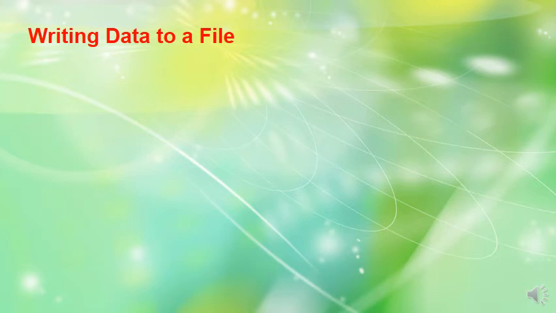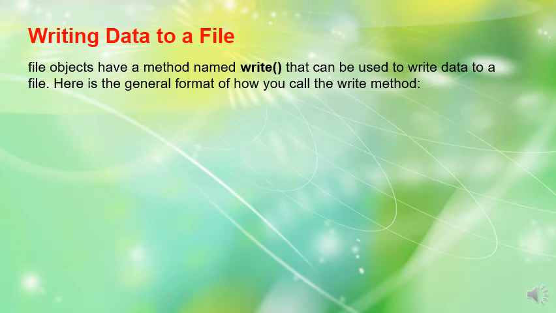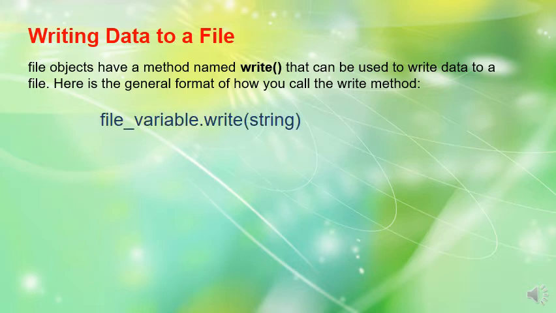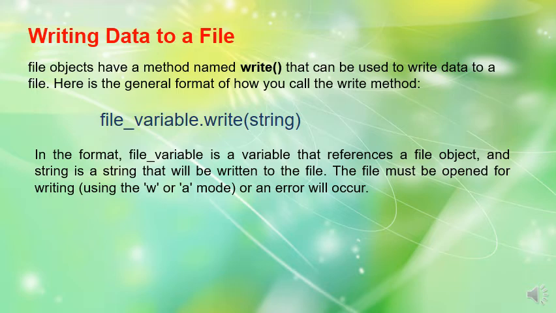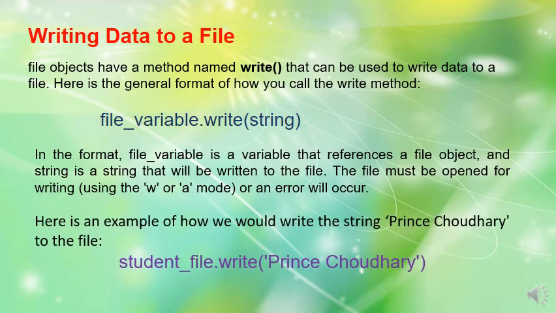Writing data to a file. File objects have a method named write that can be used to write data to a file. Here is the general format of how you call the write method: file_variable.write, and inside the parentheses you pass a string. In the format, file_variable is a variable that references a file object and string is a string that will be written to the file. The file must be opened for writing or an error will occur. Here is an example of how we would write the string Prince Chaudhary to the file: student_file.write('Prince Chaudhary').